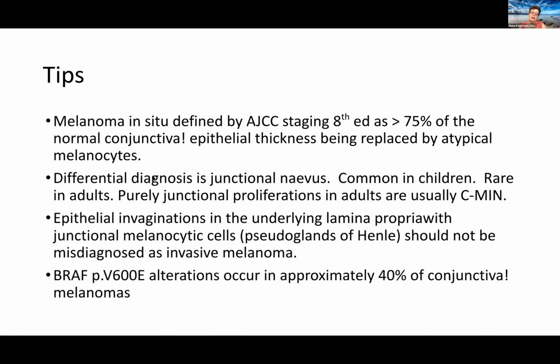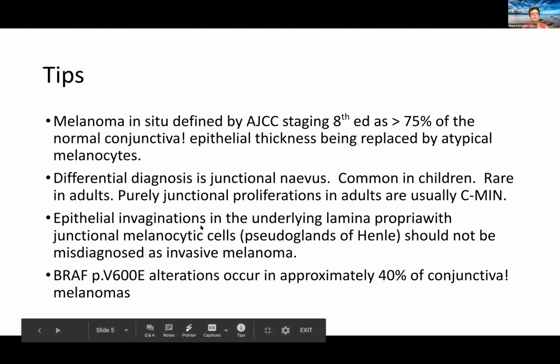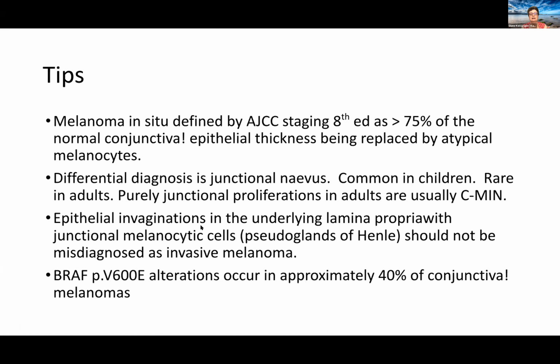Always, when we're thinking about PAM, we have to think about, is it not PAM? Is it a junctional nevus? Junctional nevi are common in children, but they're rare in adults. So a good rule of thumb is if you see a junctional proliferation in an adult, it's going to be PAM. And if you see a junctional proliferation in a child, it's going to be a junctional nevus, unless, of course, there's mitoses and marked atypia. Remember that there's often epithelial invaginations into the underlying lamina propria, which are surrounded by melanocytic cells. This isn't invasion. This is just it being associated with the epithelium as it pops down.